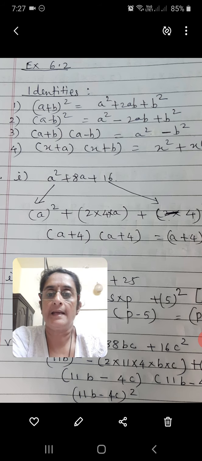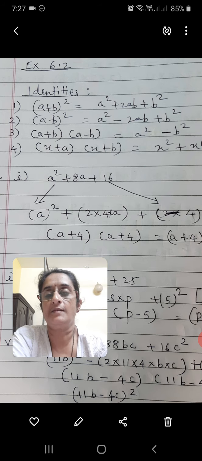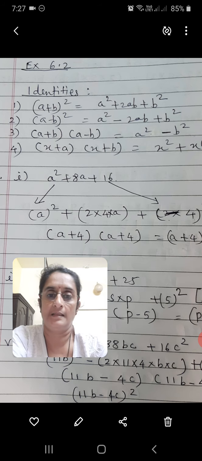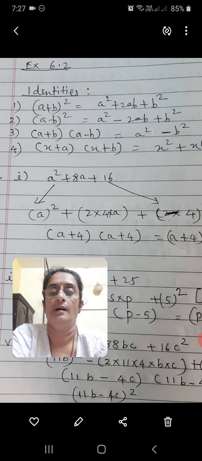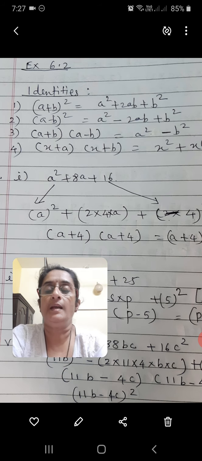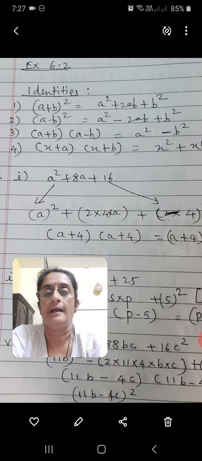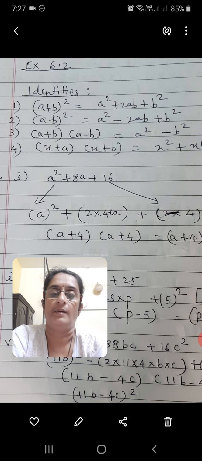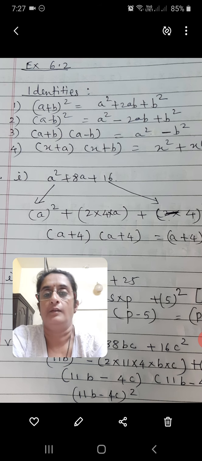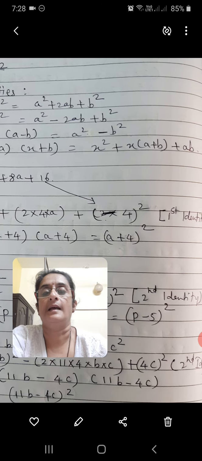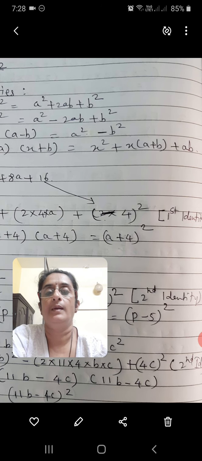Now what is the second identity? A minus b the whole bracket squared. The answer is a square minus 2ab, because there is a negative sign in the question. So even in the answer the middle sign will be negative, that is minus 2ab plus b square. Now if a plus b and a minus b are multiplied, you will get a square minus b square. That is your third identity. And the fourth identity is x plus a, x plus b. So the identity is x square plus x times the bracket a plus b plus ab.